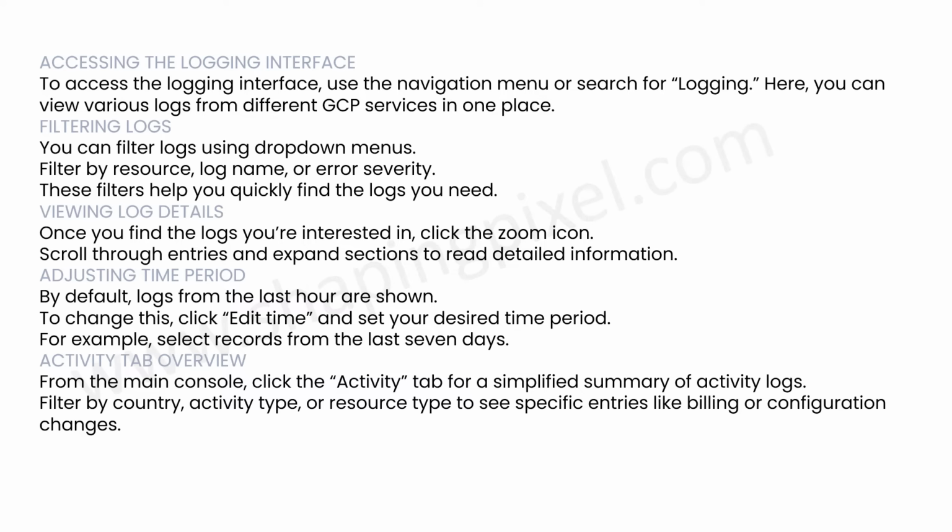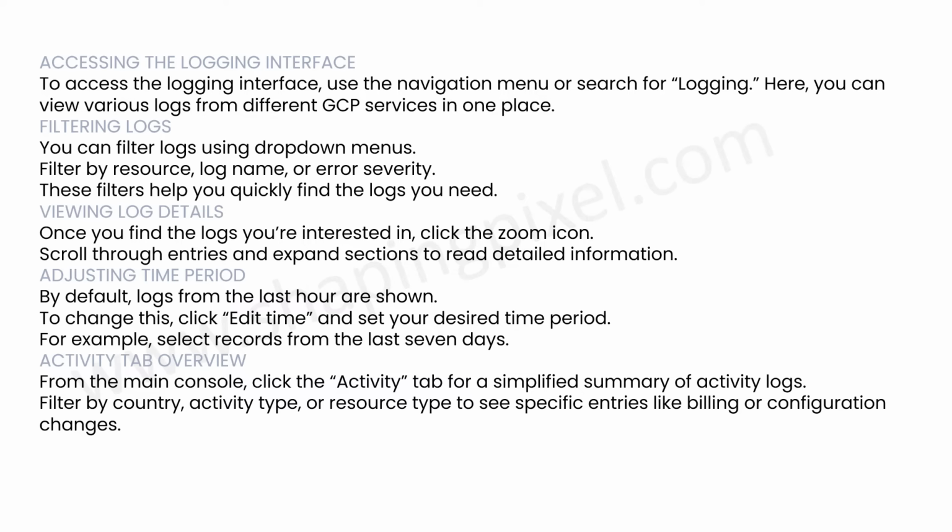Now let's explore how to access audit logs for your Google Cloud Platform project using the Google Cloud Operations Suite. This suite provides a centralized logging interface for all your GCP resources. To access the logging interface, use the navigation menu or search for logging. Here you can view various logs from different GCP services in one place. You can filter logs using drop-down menus, filter by resource, log name, or error severity. These filters help you quickly find the logs you need.